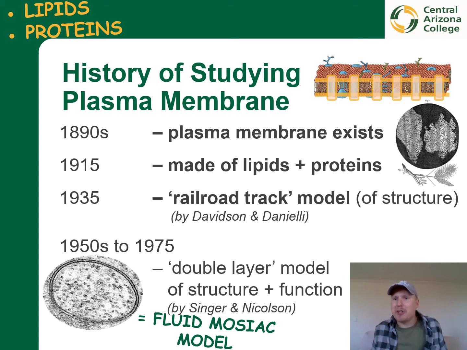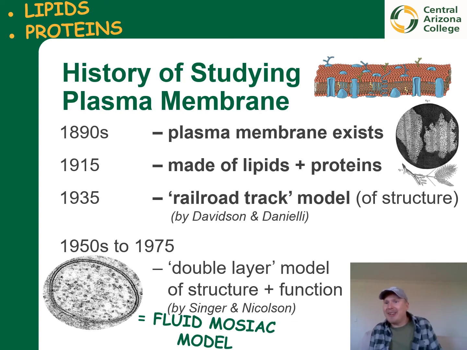But with better microscopes and especially the availability of the transmission electron microscope, a new or improved model was formulated during the 1950s to 1975. It was Singer and Nicolson who noted that this double layer fluid mosaic model could be explained by the structure and function of plasma membrane.